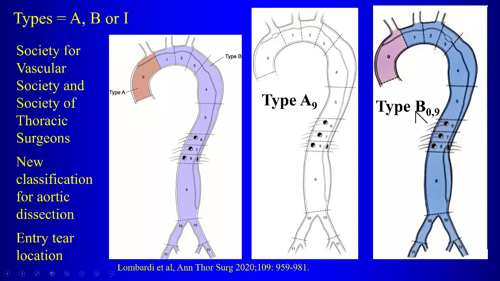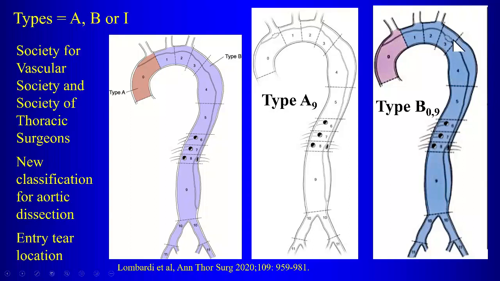So why is this a type B? Why is this important? Because of how this can be treated. This does not require open surgery to replace the ascending aorta with a graft. This can be treated by closing the entry tear with a stent, with a covered stent.